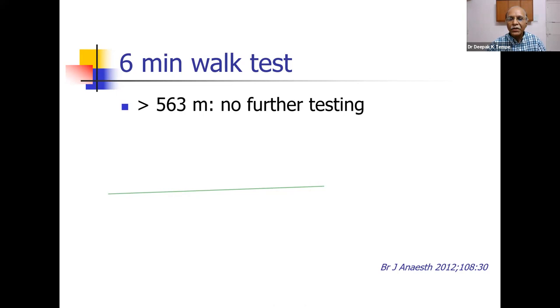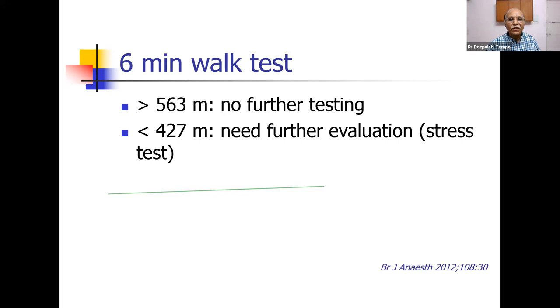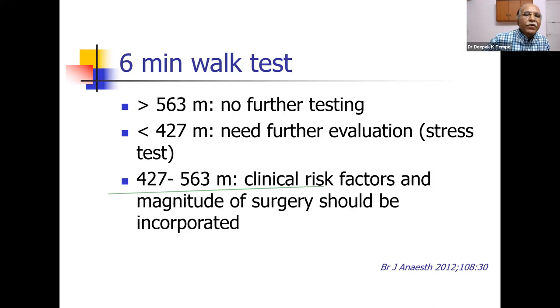And if you can walk less than 427 meters, then you need further evaluation. So stress testing is required in you. And if you are between 427 and 563 meters, then clinical risk factors and magnitude of surgery should be incorporated. So you need to take help of other factors in order to understand the risk that this patient is likely to be exposed to.